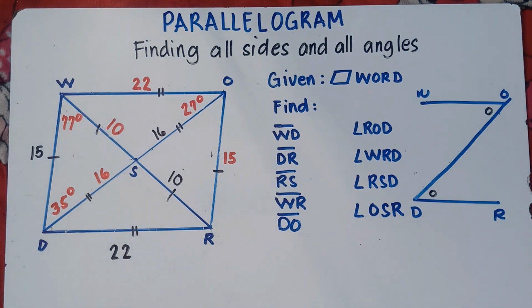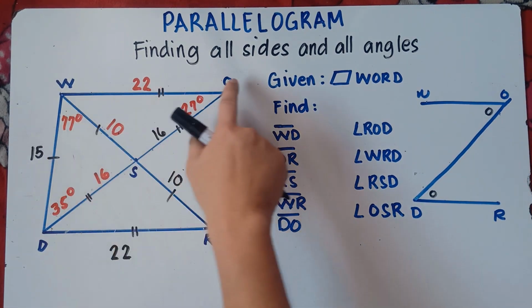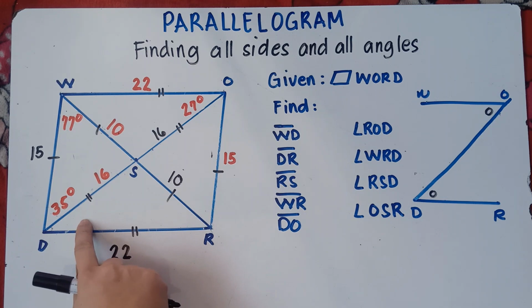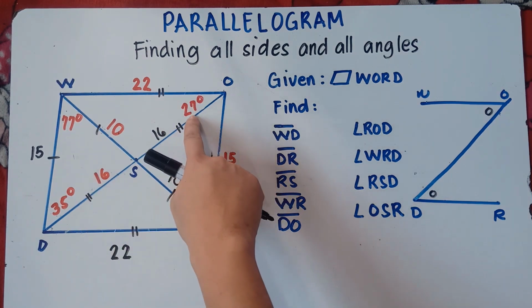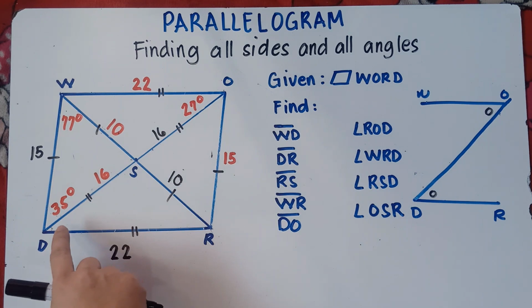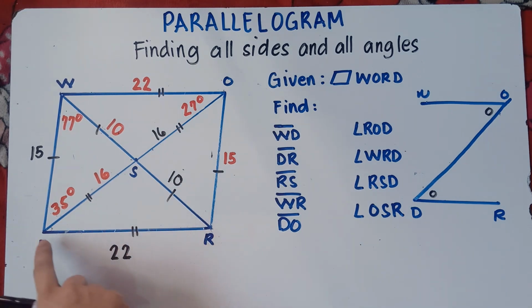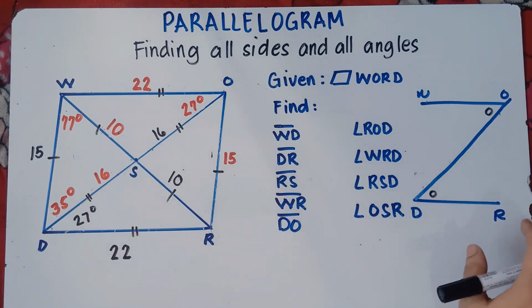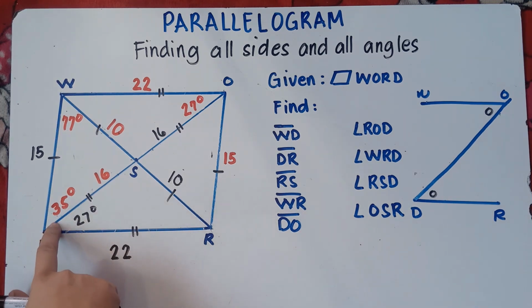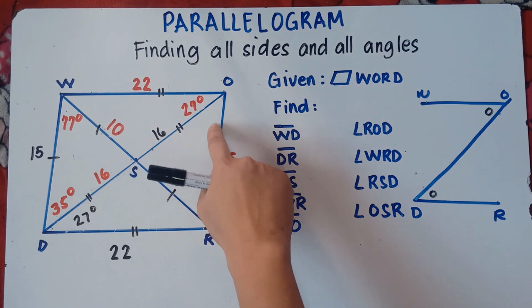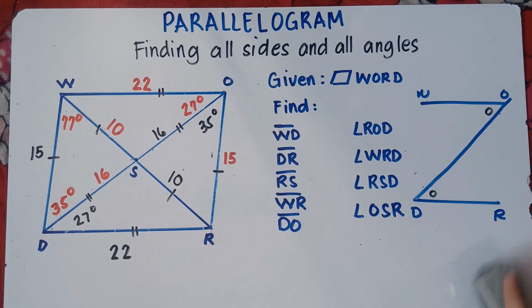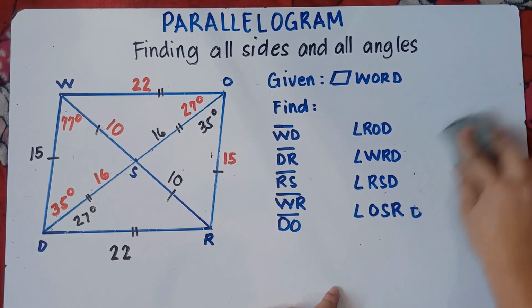Therefore, if this angle WOD is 27, the alternate interior angle will be 27. I hope you get this, class. If this is 27, the alternate interior angle would also be 27. This one, angle RDO, is 27 degrees. Alternate interior angles are congruent. So if this is 35, this is also 35 degrees. Alright, almost done finding the angles. Easy, right?